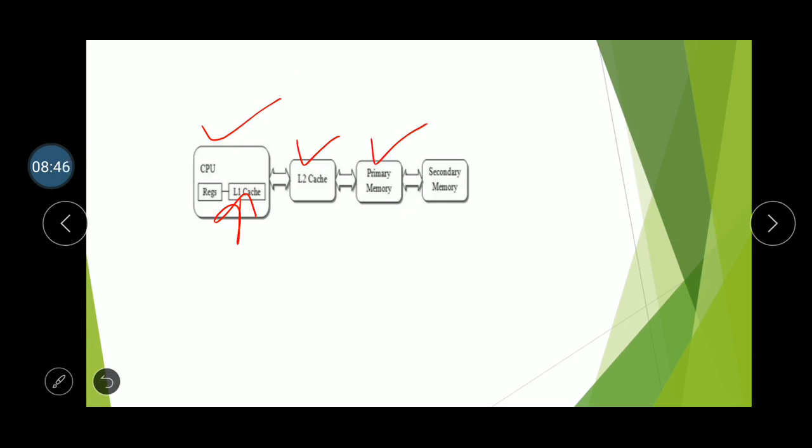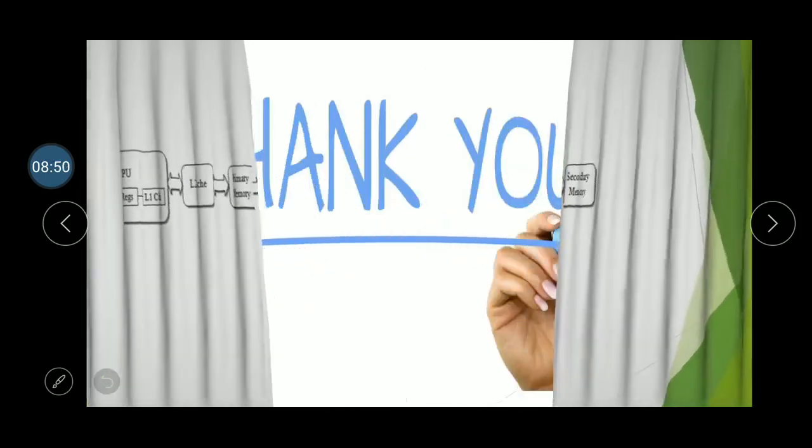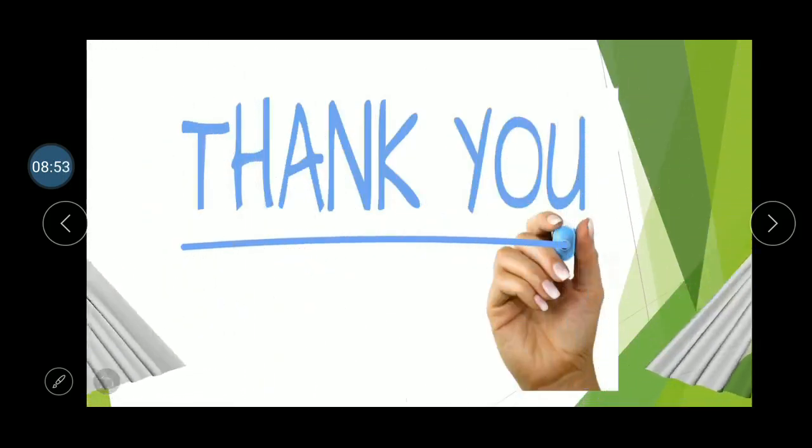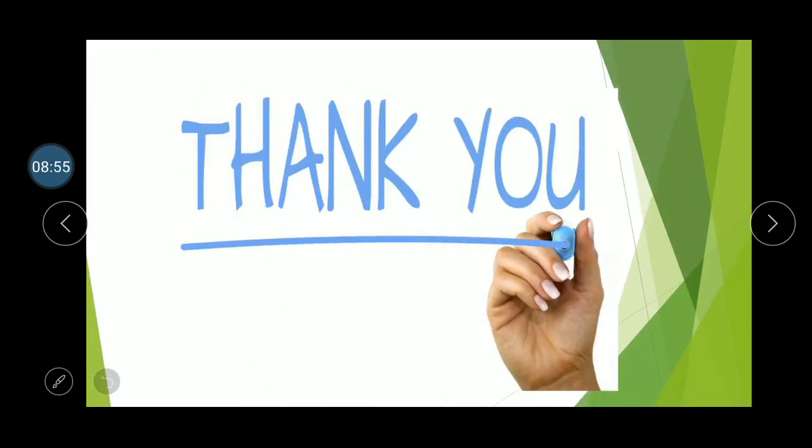And in this video we discussed all about computer memory: primary memory, secondary memory, what is primary memory and what is secondary memory, the types of primary memory, the types of secondary memory, and also what is cache memory. So all this is about computer memory. And with this we finished our second chapter.